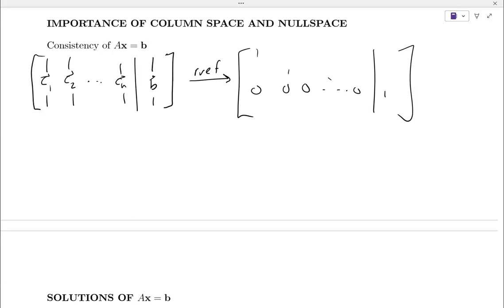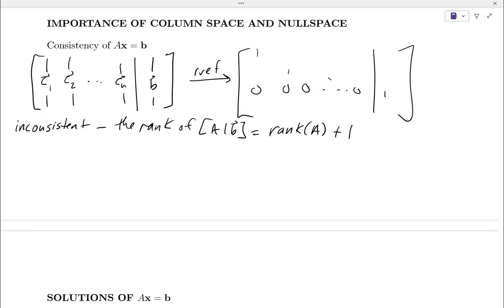Okay. So we notice that this is one of the things that we can talk about. If it's inconsistent, the rank of the augmented matrix is the rank of the original matrix plus 1. It goes up by 1, right? We end up with a pivot in that final column. So if it's going to be consistent, we better keep the rank the same, right?